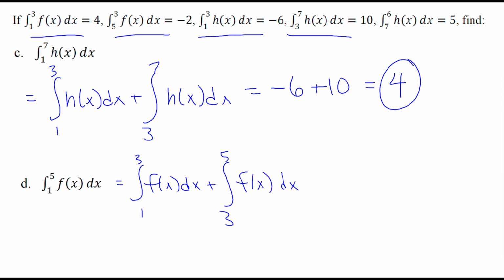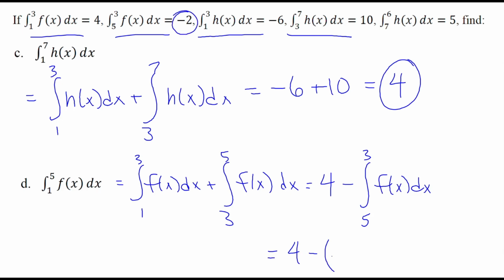Now we've got the integral from 1 to 3. That's just 4. But we don't have 3 to 5, we have 5 to 3. Well, we can flip the limits of integration and make it negative. So we can say minus the integral from 5 to 3 of f of x dx, which is going to give us 4 minus this negative 2. And 4 minus negative 2 is just 6.